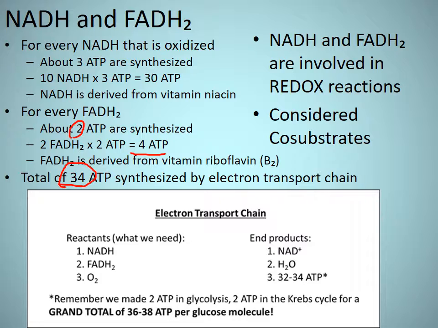Again, we see 2 ATP molecules produced as a result of glycolysis, 2 ATP molecules produced as a result of the Krebs cycle, so 34 plus 4. You get a grand total of about 36 to 38 ATP per glucose molecule.